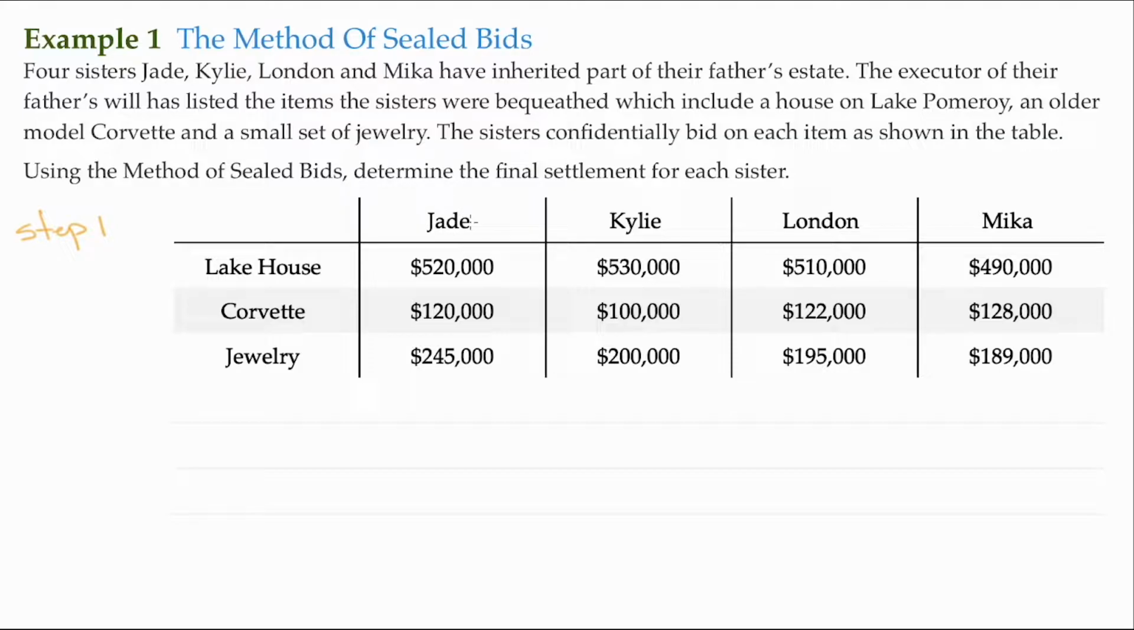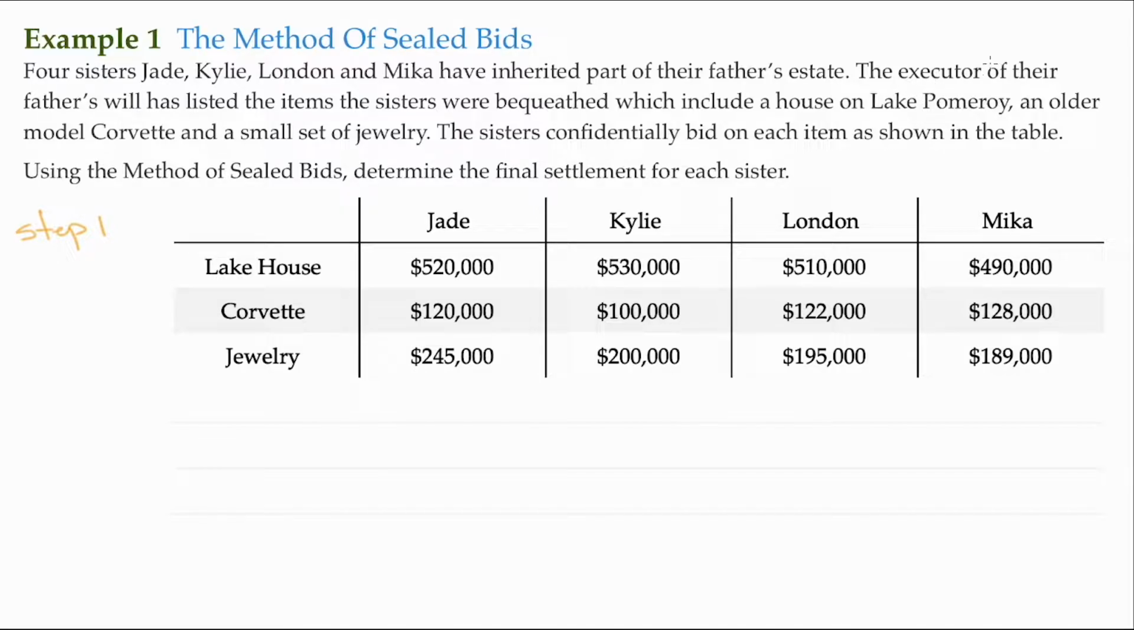Jade bid $520,000 for the lake house, $120,000 for the Corvette, and $245,000 for the jewelry. Keep in mind, none of the players knows what the others are bidding. The bids are done in secret, and typically some third-party individual who has no stake or claim in the outcome will manage the process. That's the idea of an executor. They're the ones that are going to manage the outcome.